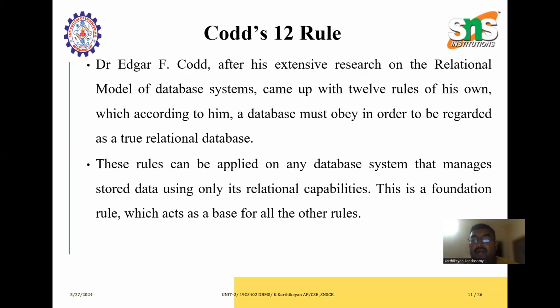So this is the Codd rule. This is most important in database management systems. Dr. Edgar F. Codd, after his extensive research on the relational model of database systems, came up with 12 rules of his own, which, according to him, a database must obey in order to record true relationships. These rules can be applied to a database system that manages the stored data using only its relational capabilities.